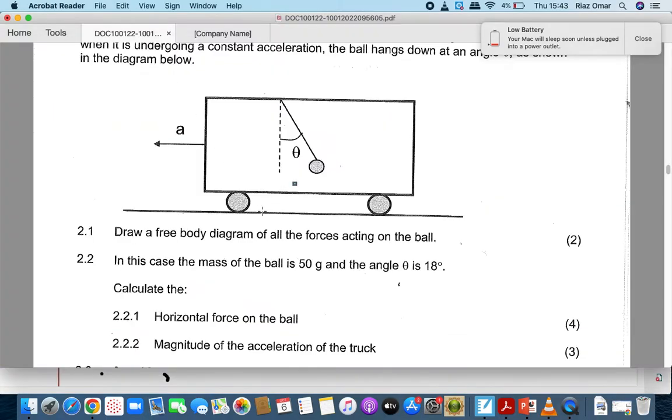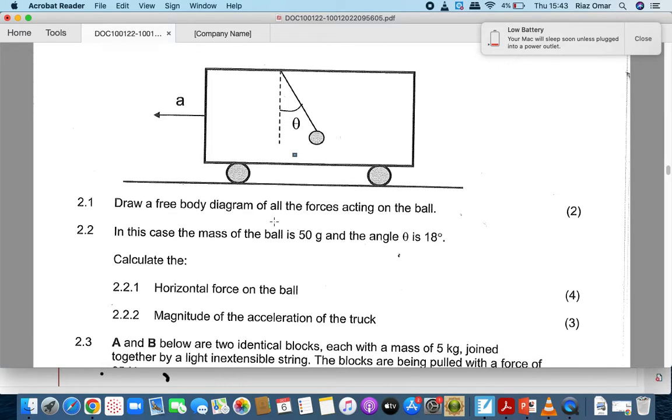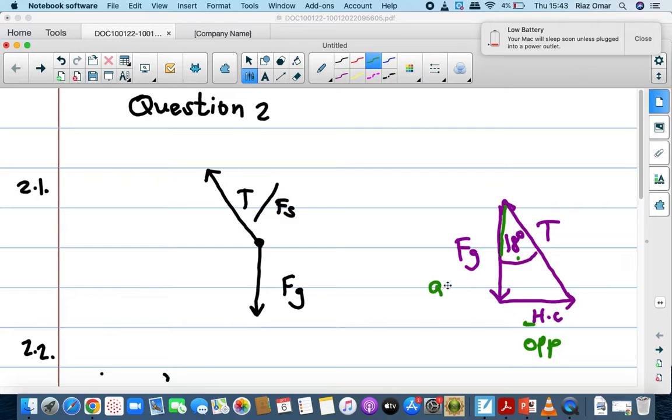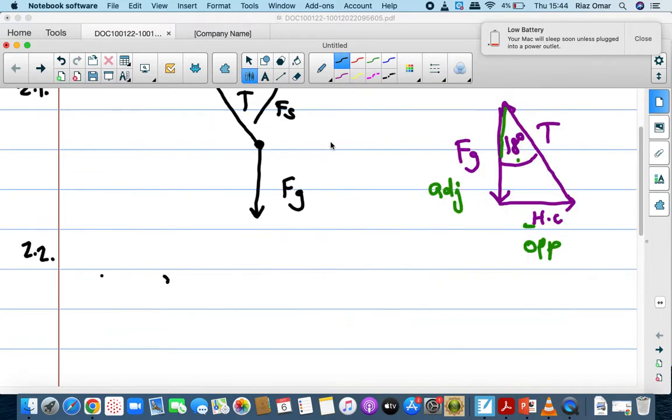Let's just double check what we have. Calculate the horizontal force on the ball. Okay, so in terms of the angle 18 degrees, if this is the angle 18 degrees that we are working with, then this side will be the opposite side, and this side will be the adjacent. So if we're saying opposite over adjacent, then we're looking at tan of theta. So we will look at tan of theta in our diagram.